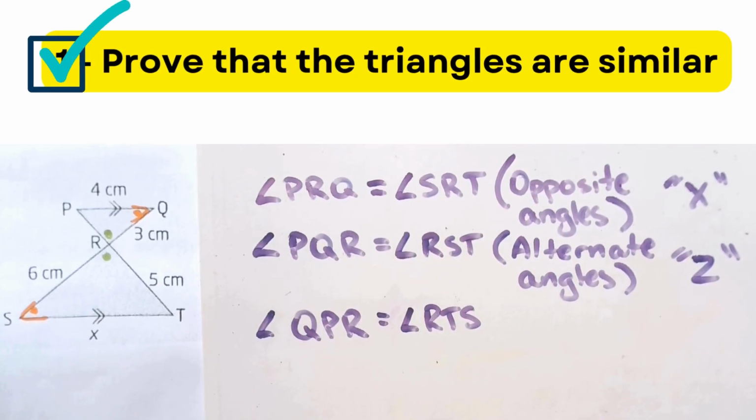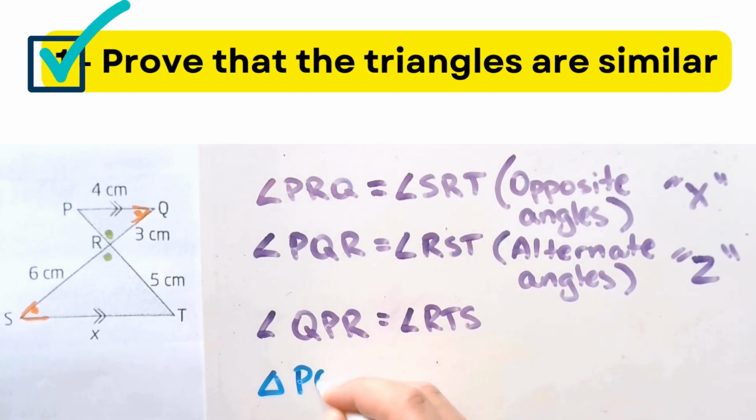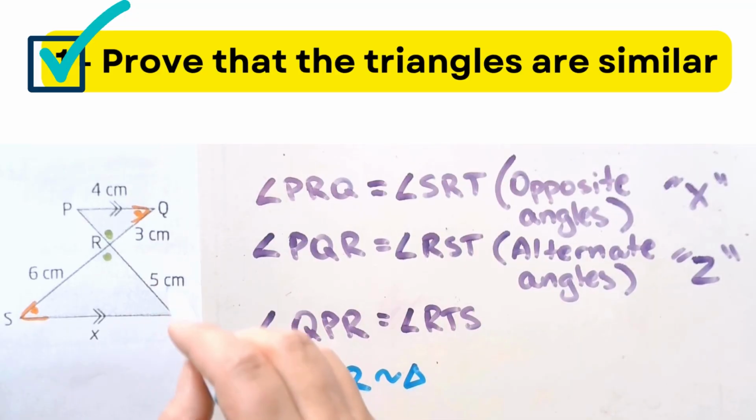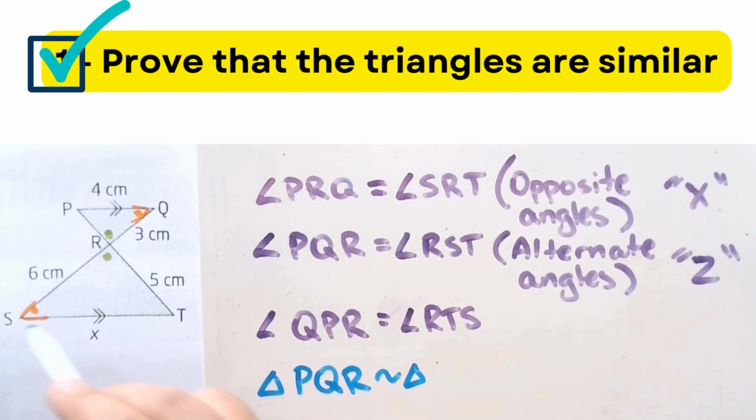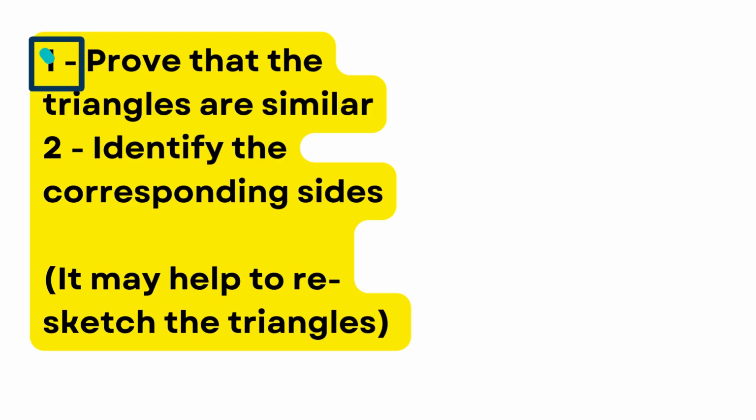So now I would write out my similarity statement. I will start with the small one, triangle PQR. PQR is similar, and this is how I write similar, to the other triangle, and we have to stay within the same order. So it would be TSR. So we just proved that the triangles are similar, and now we have to identify the corresponding sides.